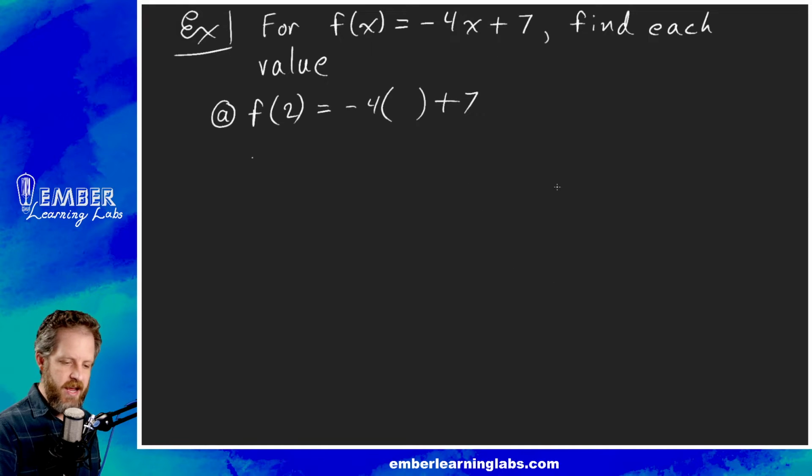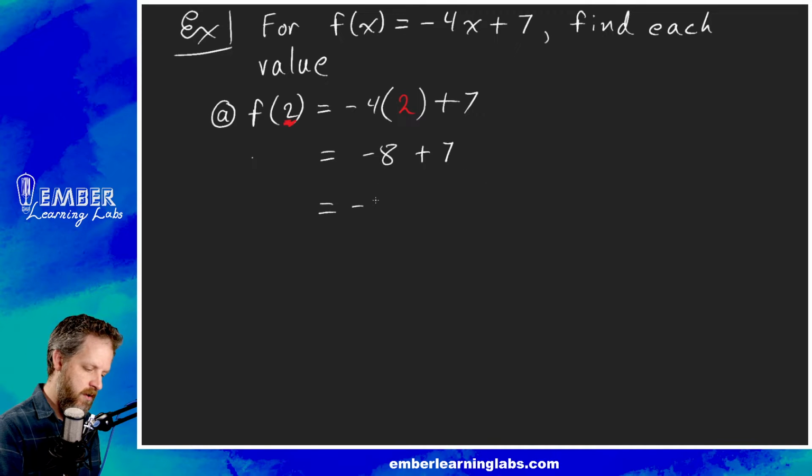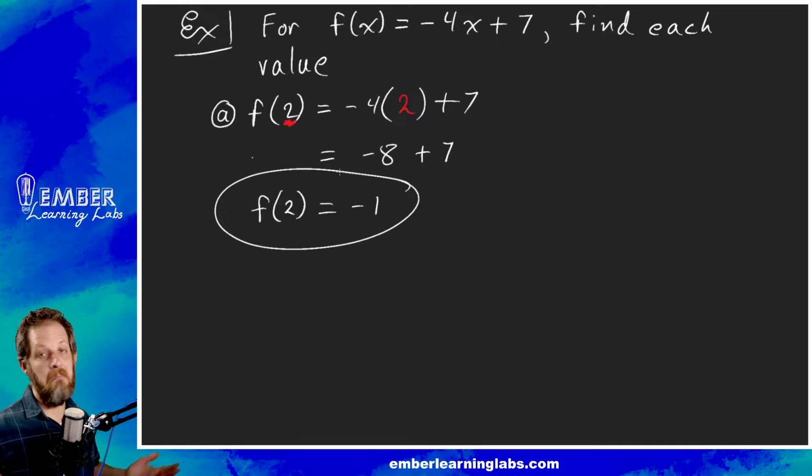Then we're going to substitute this in for x, and then we're going to simplify it. -4 times 2 is -8. Bring down the plus 7. -8 plus 7 is -1, which means that f of 2 equals -1. Easy peasy, lemon squeezy. No big deal at all.